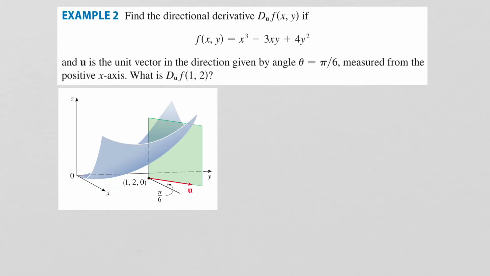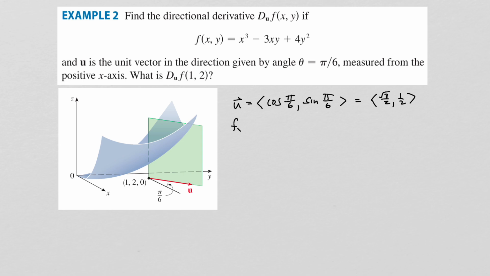Now let's find the directional derivative if we have the following function, and u is the unit vector in the direction given by the angle theta equals pi over 6, measured from the positive x-axis. What is the directional derivative in the direction of u at the point 1, 2? So again, let's go ahead and find our unit vector, u, which we now know is going to be the cosine of pi over 6, sine of pi over 6, which is the vector radical 3 over 2 and 1/2.